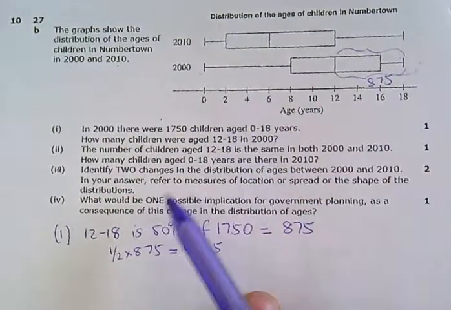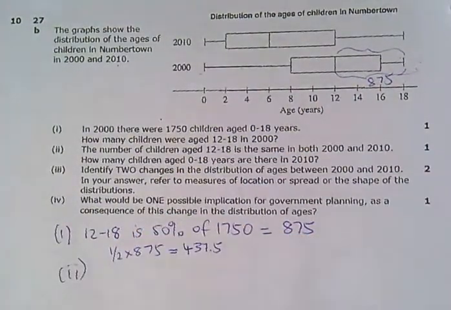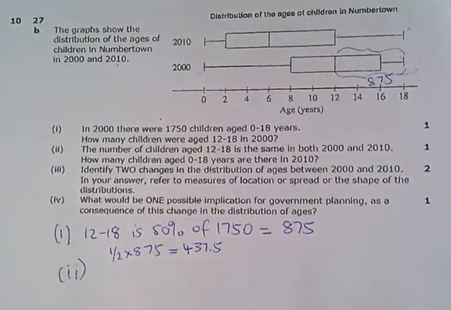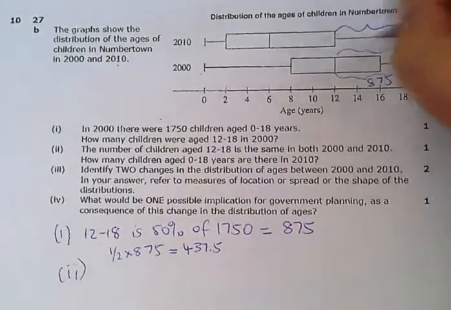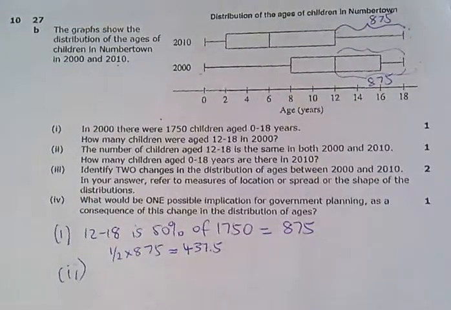The number of children, now part 2, the number of children aged 12 to 18 is the same in both 2000 and 2010. Now, how many kids here, 12 to 18? Yeah, it's 875 as well. But that 875 is only a quarter of the kids.